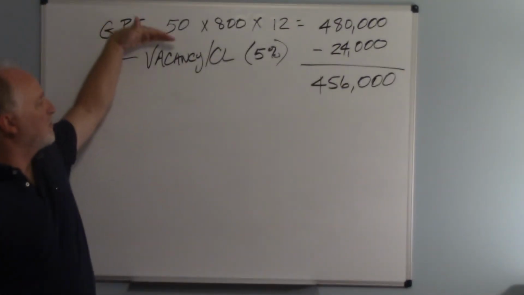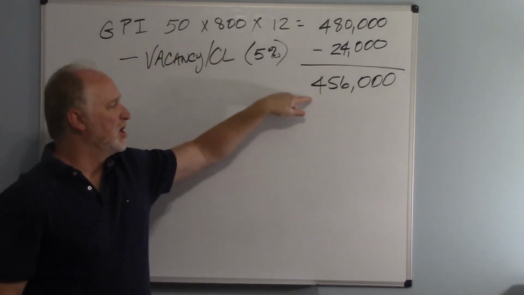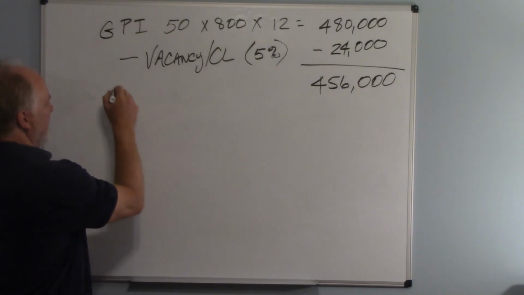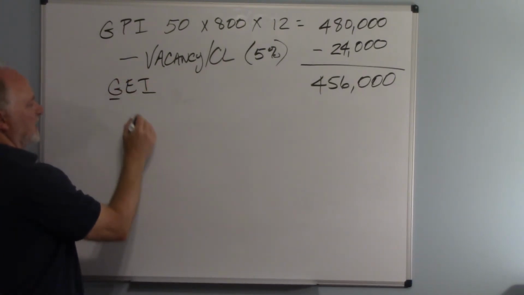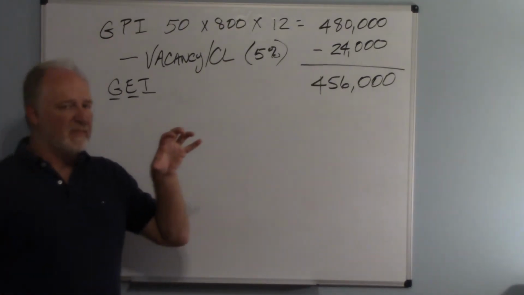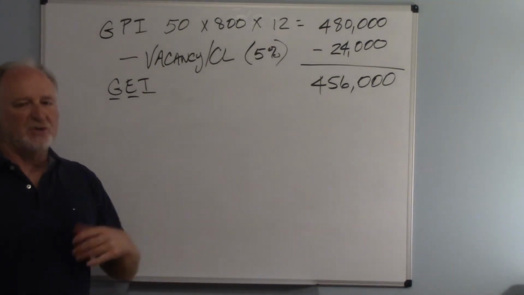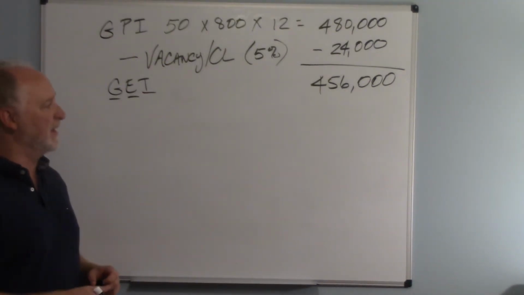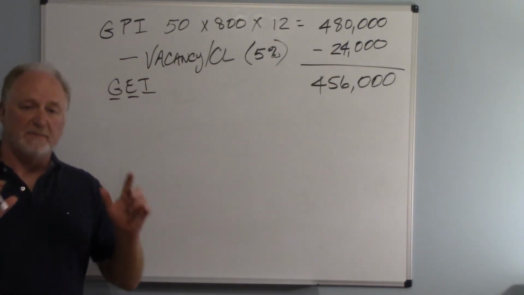So gross potential minus vacancy and credit loss brings us to our next vocabulary word, which is gross effective income. GEI, gross effective income. Okay, well it's still gross, meaning you haven't paid any bills yet, but at least this is money that you touched. You actually collected that amount of money. So $456,000 is good, but now let's go start paying some bills.